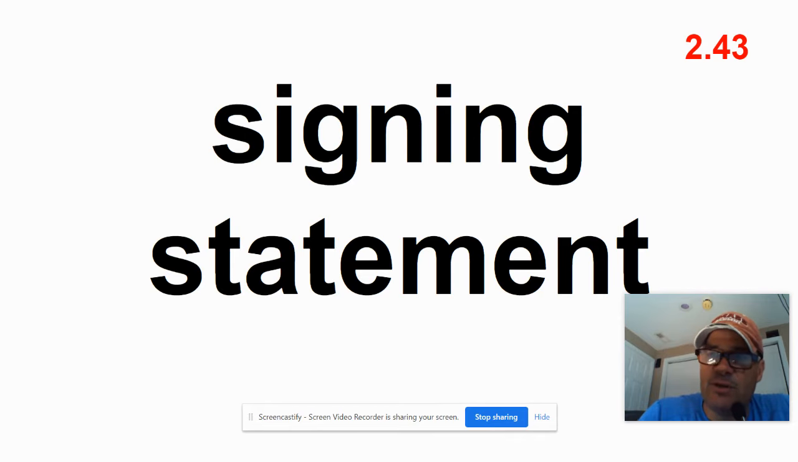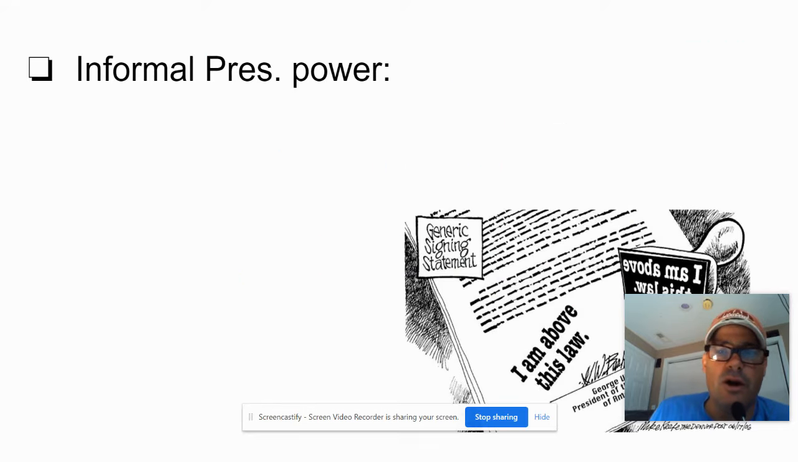All right, signing statement, 2.43. Now, this is signing as in signing a law. It's something that the president says when they sign the law about how they're going to interpret it. This has been growing fairly rapidly in recent modern times. So it's an informal presidential power. Already said that. Informal.